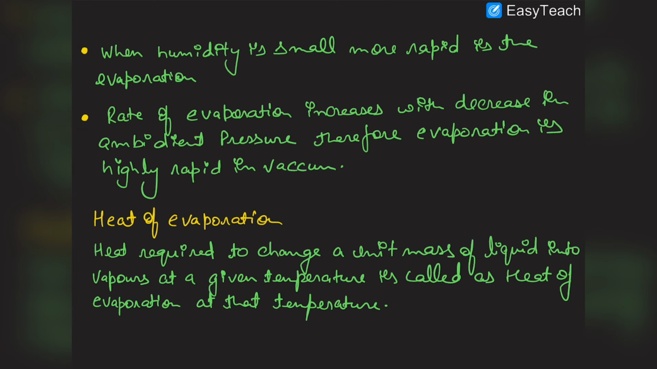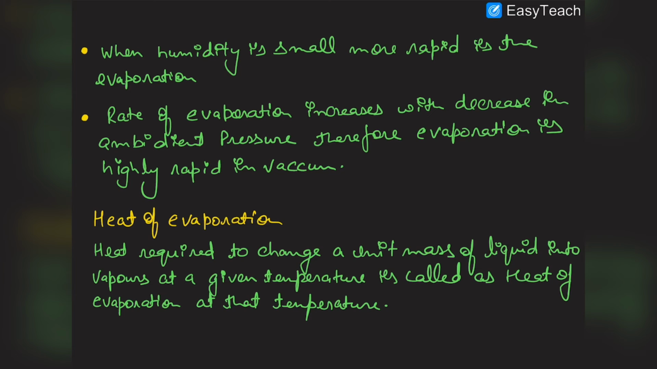Now when humidity is small, the evaporation is more rapid, obviously because at small humidity the amount of vapor present in the atmosphere or surroundings is small, and hence the pressure of those vapors is small, and there is enough space left for additional vapors to be accommodated into that surrounding or atmosphere.